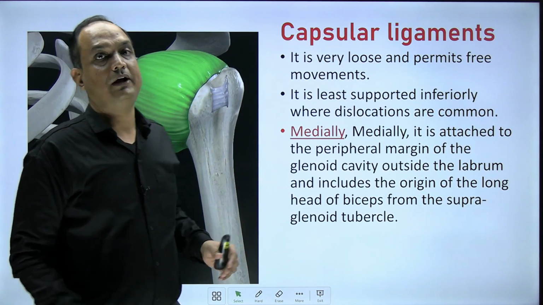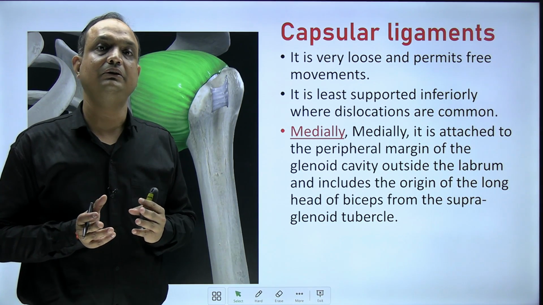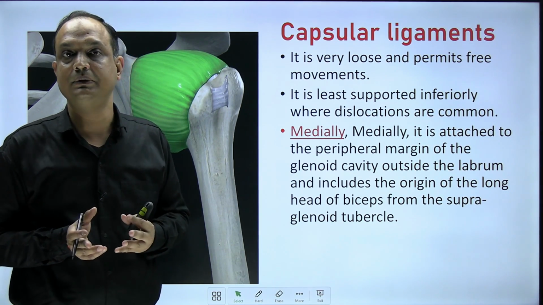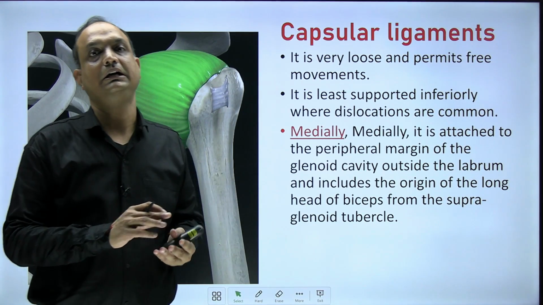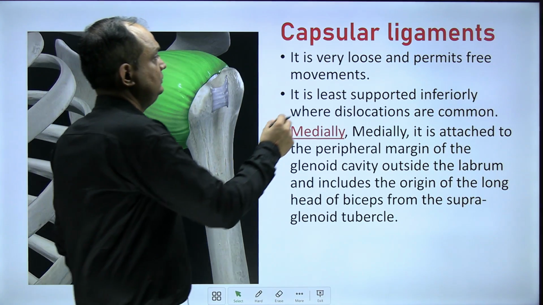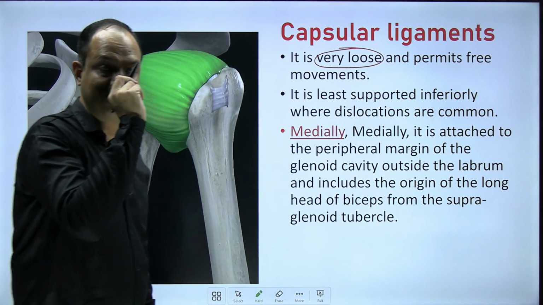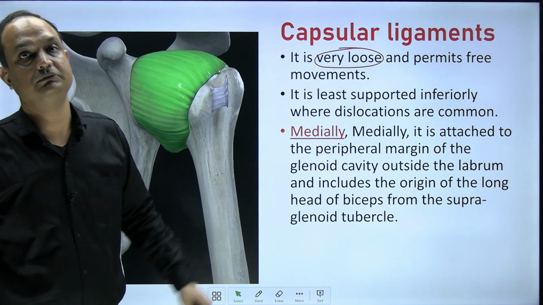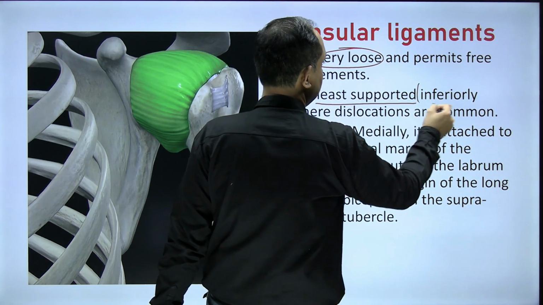Now when you have the fibrous capsule or the capsular ligament, again you have to understand the medial and lateral attachment. That means the attachment on the scapula and the attachment area of the capsule on the humerus. Now it is a loose capsule. Why is it a loose capsule? Because it allows free movements of the joint. Second thing, it is least supported inferiorly.